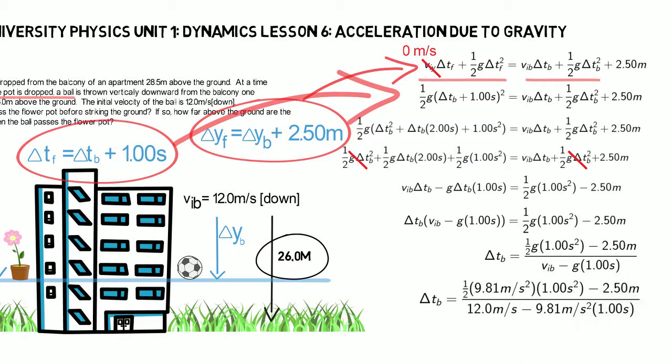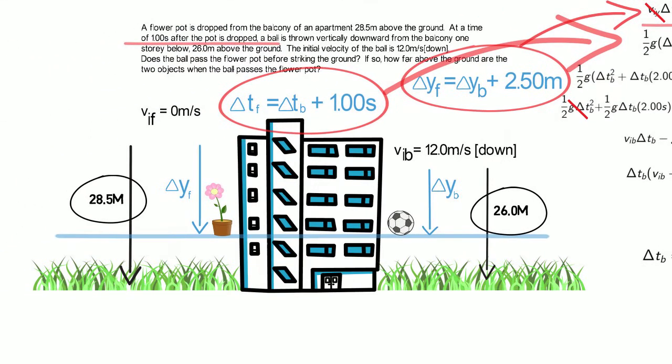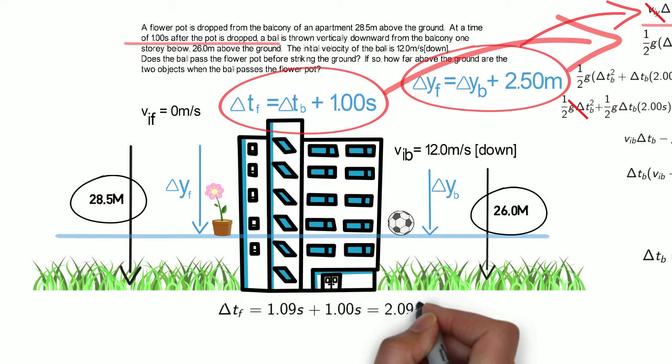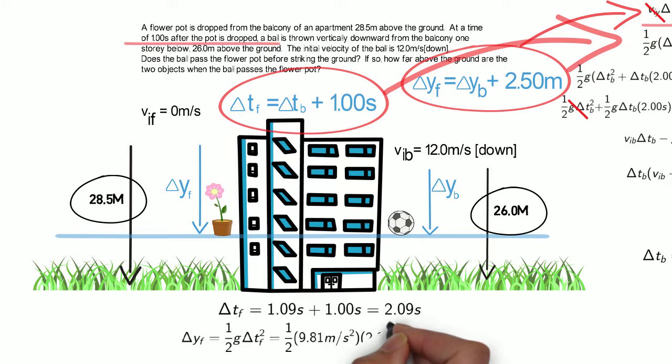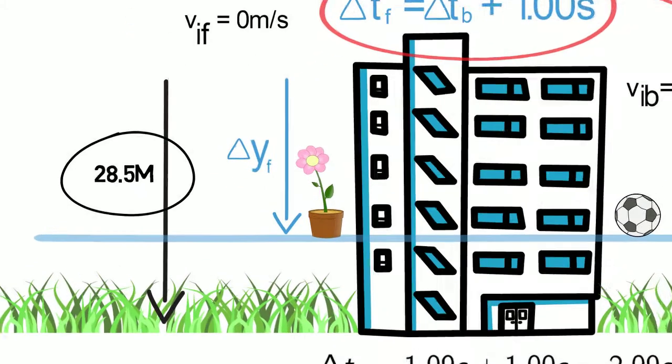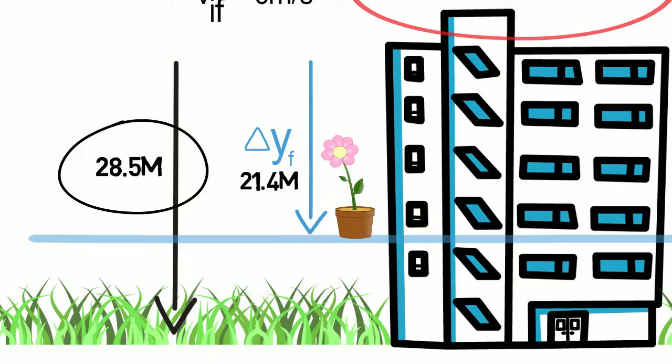Now the time for the flower pot to reach that point would be exactly 1 second more, so 2.09 seconds. Now let's figure out how far the flower pot actually has traveled in 2.09 seconds. Was it greater than 28.5 meters and therefore hit the ground before the ball caught up to it, or was it less than that? When we look at our equation, we get 21.4 meters, so it only fell 21.4 meters before the ball caught up to it. So, that's the first part of the question: the ball does catch up to the flower pot.